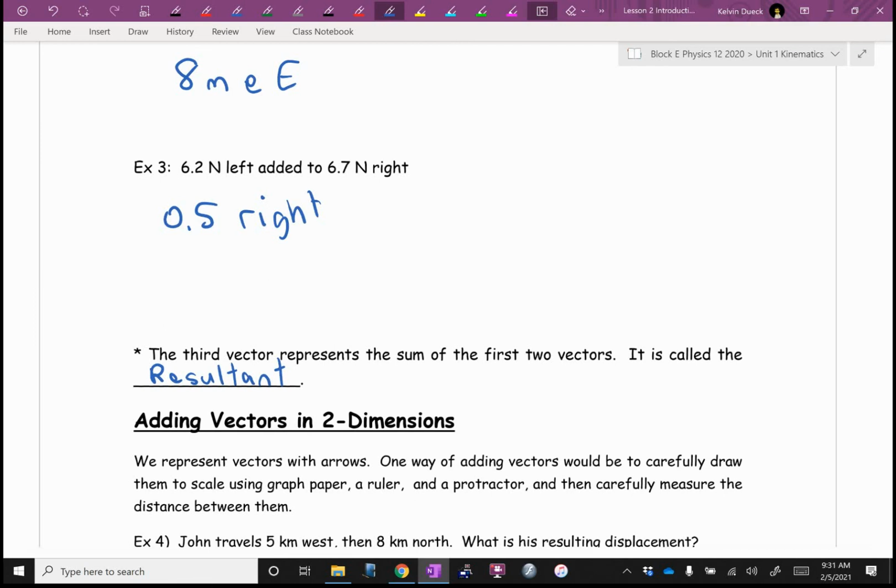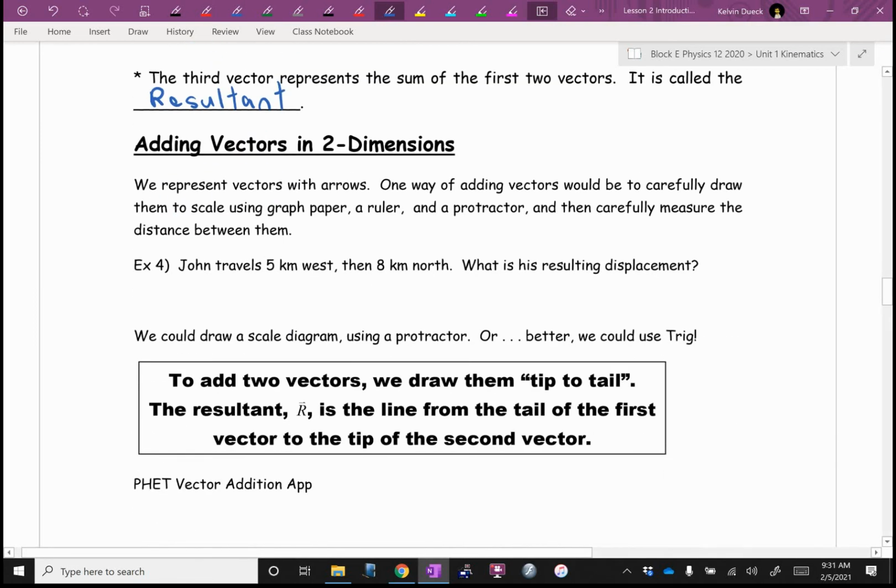How do we add vectors in 2 dimensions? Well, we represent vectors with arrows. One way of adding vectors in 2 dimensions would be to get out some graph paper to carefully draw everything to scale using a ruler and a protractor, and then carefully measure the distance between. Or better yet, use trig. So the question is this: John travels 5 kilometers west, then 8 kilometers north. What's his resulting displacement? We're going to do that on the next page.